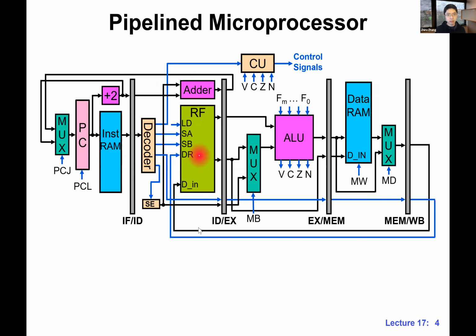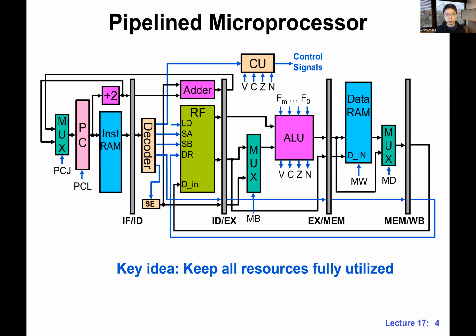Second one, decode, ID. Third one, EX. Next, what's the acronym? Next one, the memory one, MEM, right, very good, Emily. And write back, WB. Okay, so what we are doing is making sure that all these hardware resources are fully utilized. So this is basically the idea behind pipelining. That's how we get the speed up, because all the resources are busy all the time.